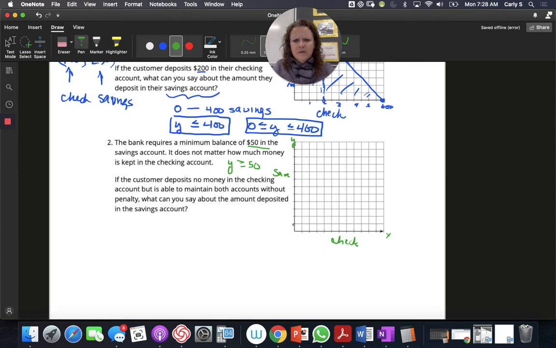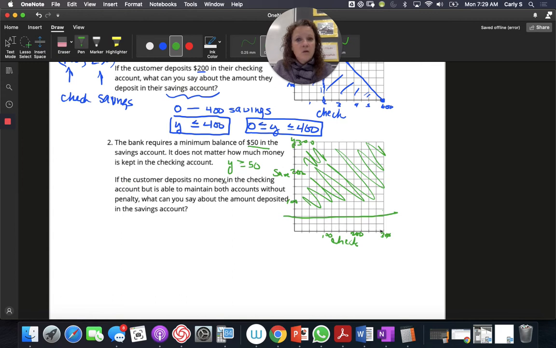We're going to make these a little bit bigger. This is going to be 100, 200, 300. And then 100, 200, I think that's wrong. 100, 200, yeah, 300. So if y is greater than or equal to 50, that's right here, my answer can be anywhere above that line.